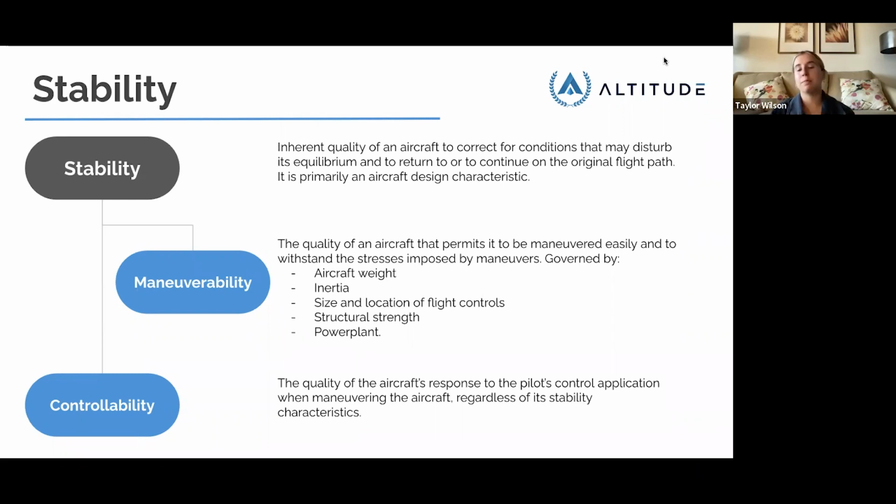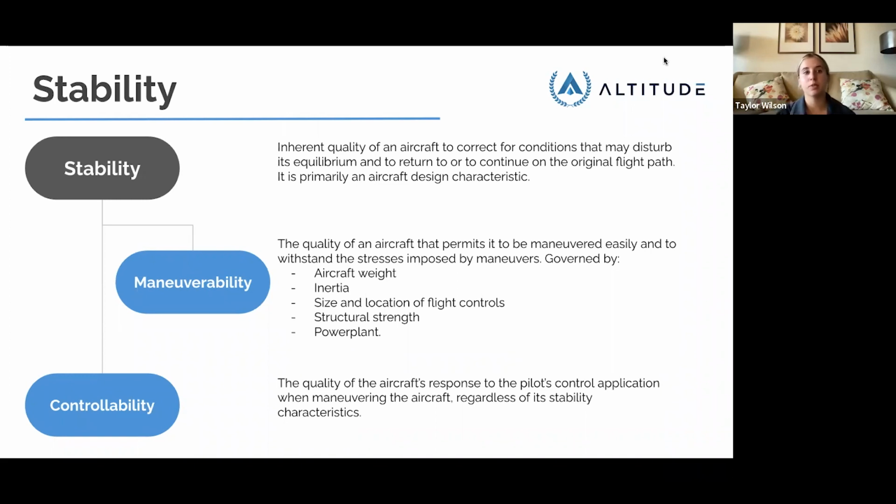One of the main ways that stability is incorporated is the manufacturers and the engineers who are developing our aircraft, they have stability in mind. So most of our stability is going to come from just the basic design of our aircraft.